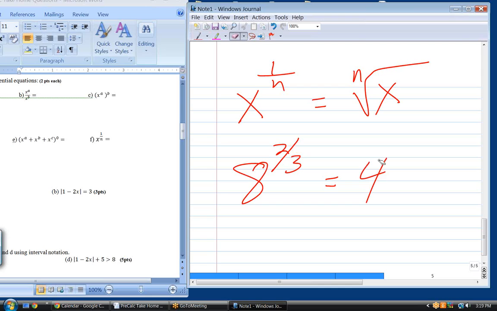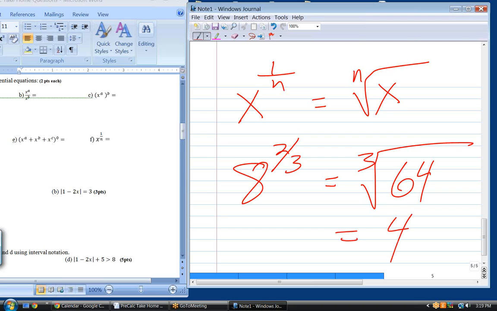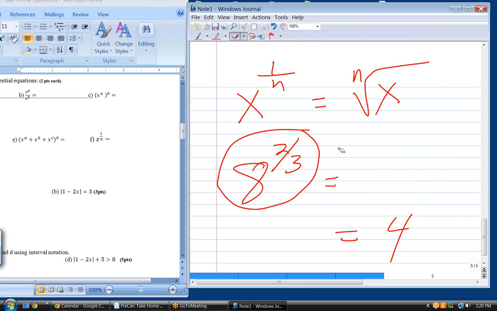Now, I could do the numerator first. In other words, I could do 8 squared, which is 64, and then I could take the cube root of 64. That's also 4. But whenever you see these problems, always do the root first. It'll make it far simpler. Notice that when I did the numerator first, I had a number as big as 64. Whereas when I did the denominator first, I got 2 squared. I never had to deal with a number bigger than 8.